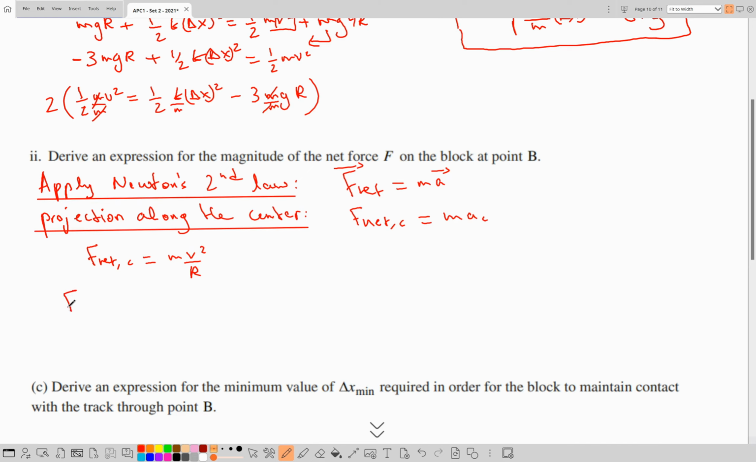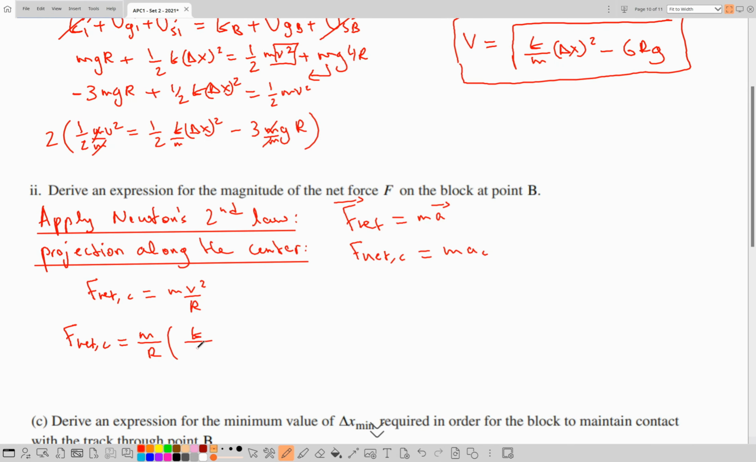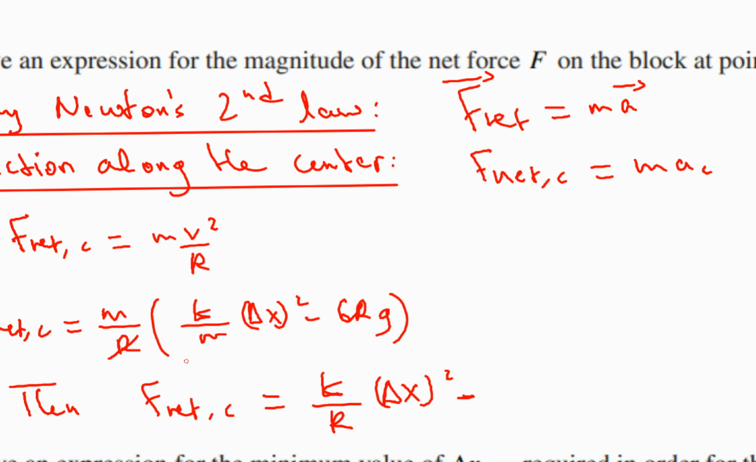So let me say F net c would be m divided by r multiplied by k over m delta x squared minus 6rg. Now we can expand, then m with m cancel, and that would be, okay, then the net force acting at the point B would be k over r delta x squared minus, now r would cancel, and we have 6mg.